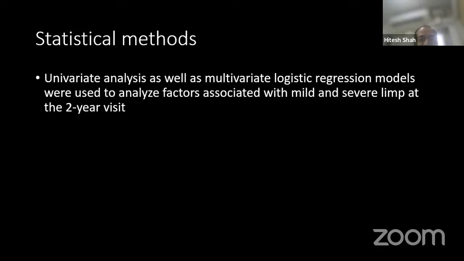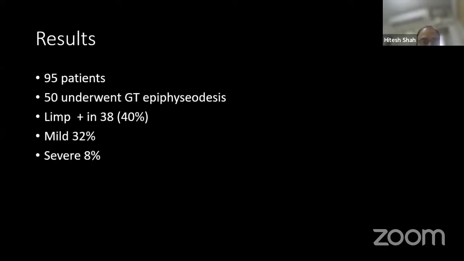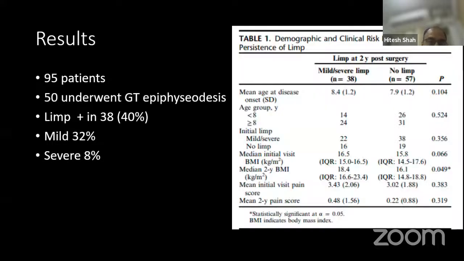We did the univariate analysis and multivariate logistic regression to analyze the factors associated with mild and severe limp after 2 years. He included 95 patients, and out of 95, 50 had greater trochanteric epiphysiodesis performed, while in 45 GT epiphysiodesis was not done. At the final follow-up at 2 years, the limp was present in 38 patients, meaning 40%. The mild limp was there in 32%, and severe limp was there in 8% of kids.